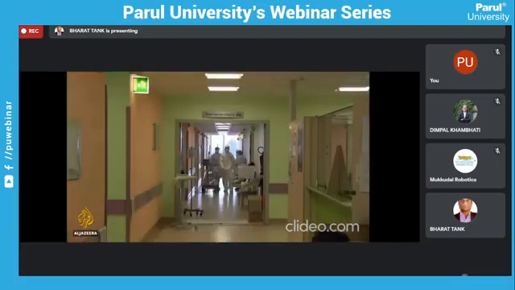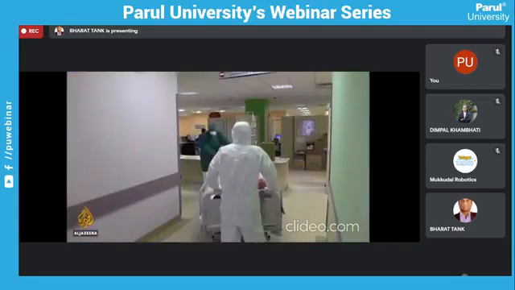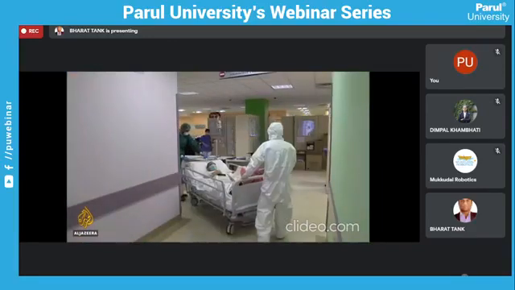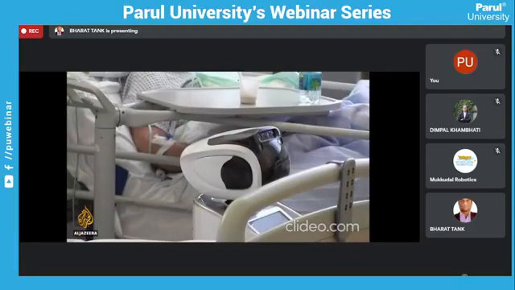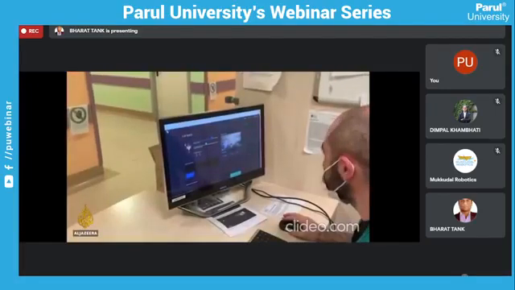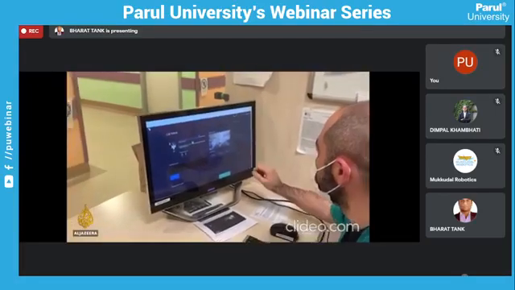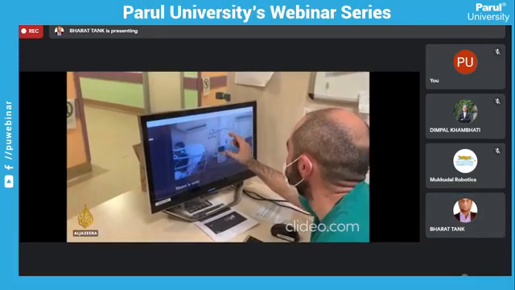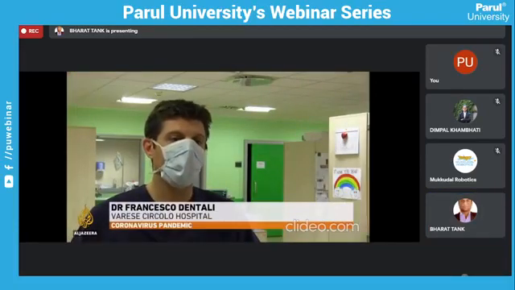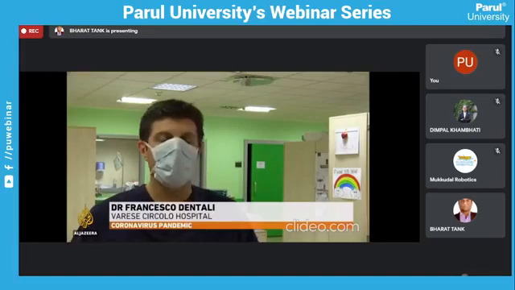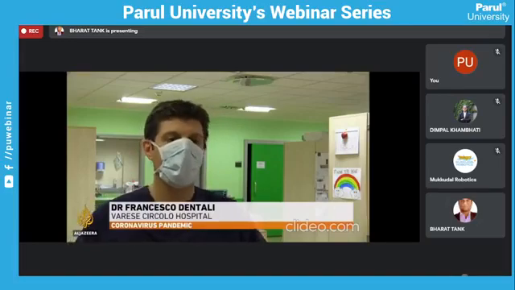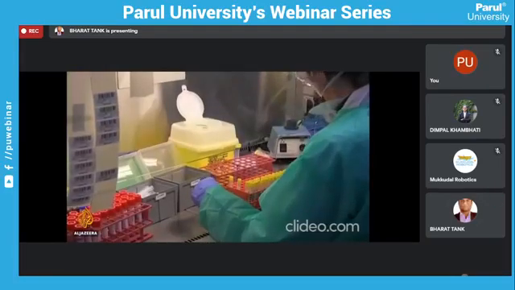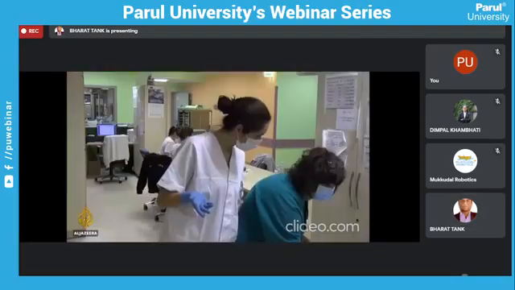The northern region of Lombardy counts for most of Italy's known coronavirus cases. Here, the robots help relay vital information between patients and doctors remotely and at any time of the day. This robot helps us monitor some clinical parameters of the patient, for example, heart rate, respiratory rate, oxygen saturation, blood pressure, and also mechanical aspects of respiration.